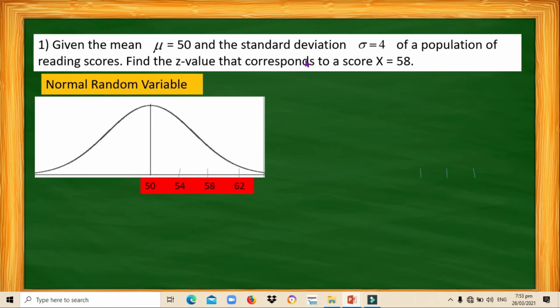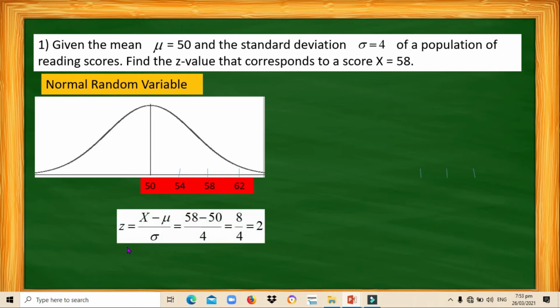Since we want to convert the x value into a z value, the formula for the z score is z equals x minus the mean over the standard deviation. So 58 minus 50 over 4, 8 over 4, equals 2. So z equals 2. The equivalent of x equals 58 is z equals 2. So we locate 2 in the standard normal variable.